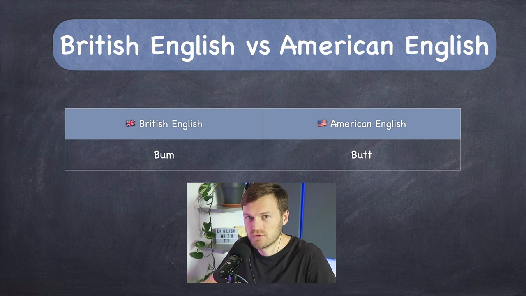Butt is spelled B-U, double T. Now, this is not to be confused with the word B-U-T, but with one T, because it has, in fact, two T's. And if Americans talk about a butt, that usually means they talk about that certain body part. Here's an example of the British English word.